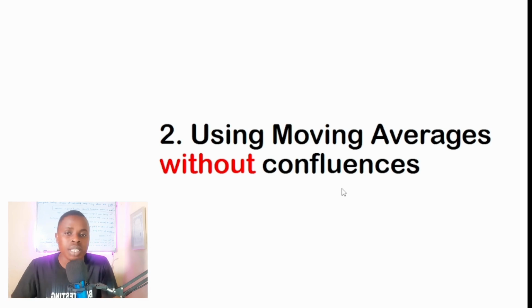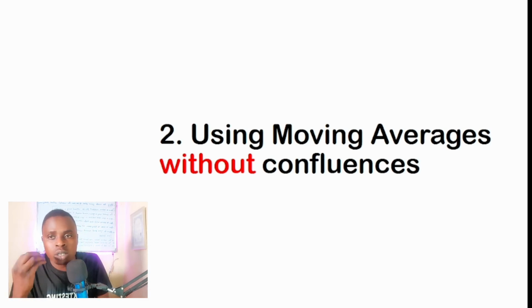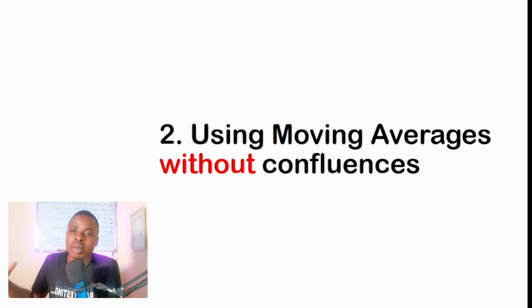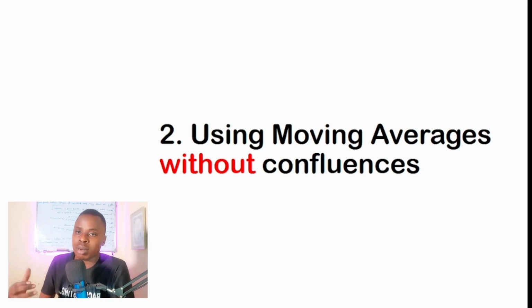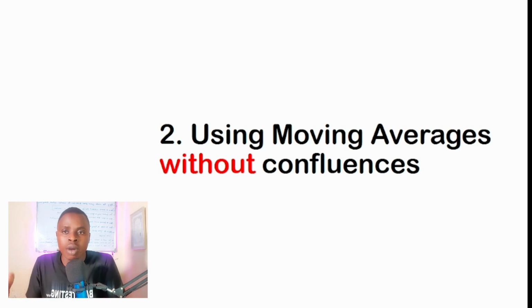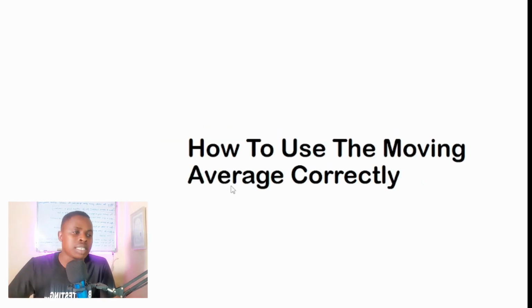Mistake number 2 is using moving averages without confluences. This is complementing the first thing that I was talking about, and this is a very big mistake that most traders make, right? People simply think that the moving average is the holy grail for your trading, and that you are going to find the magic moving average that the market always respects. That doesn't happen. But the moving average can help you to add confluence to other things that the market does, and that gives you high probability winning trades, right? So that being said, let me talk about how to use moving average correctly.